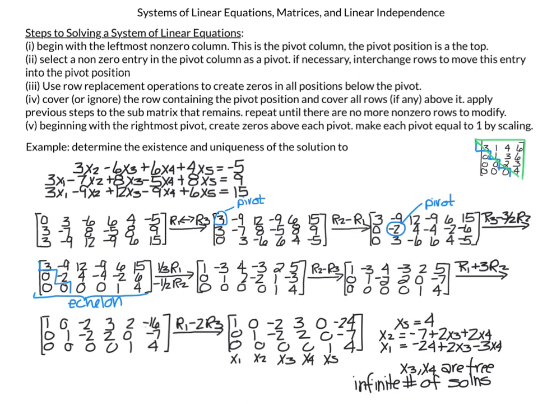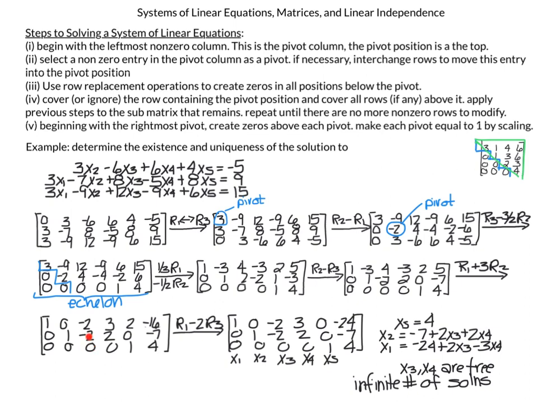So the other thing you need to do is create zeros above each pivot, right? We already did zeros below each pivot in these steps to echelon form, but now we need zeros above. So this one's good. Here we need to create a 0 at this -3 point. So we're going to replace R1 with R1 plus 3 times row 2 to get this to become a 0.